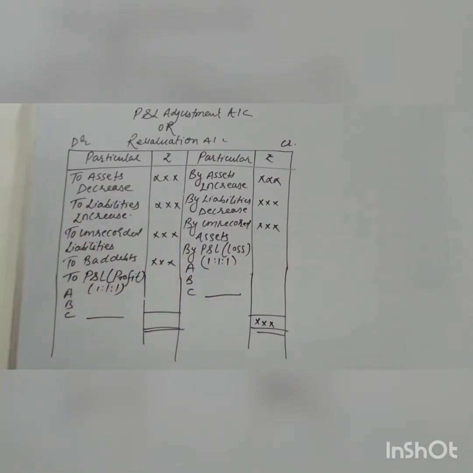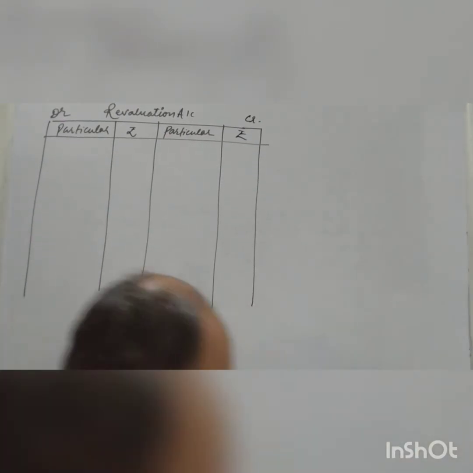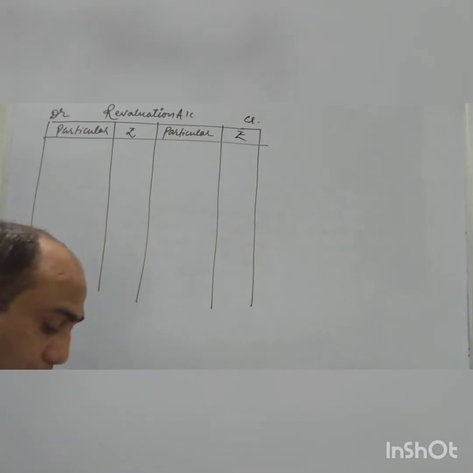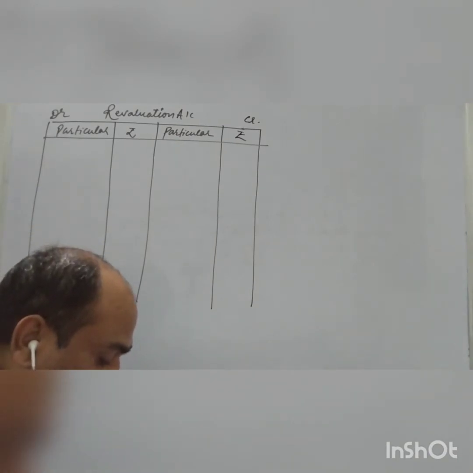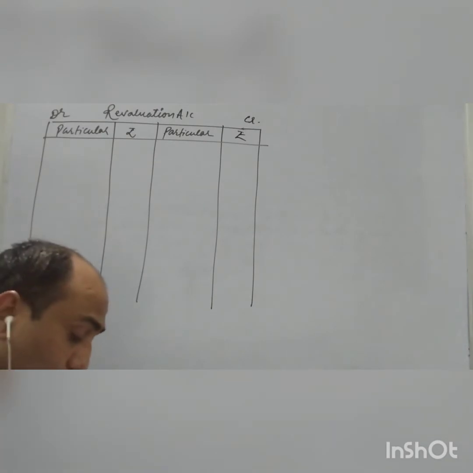Let's take an example. I have drawn the format of the revaluation account and we will do one example. I'm going to read the example. Bhavna, Bharat and Bhumis are partners in a partnership firm sharing profit and loss in the ratio 2:1:1. The following is their balance sheet as on 31st March 2017. The balance sheet is given over here.